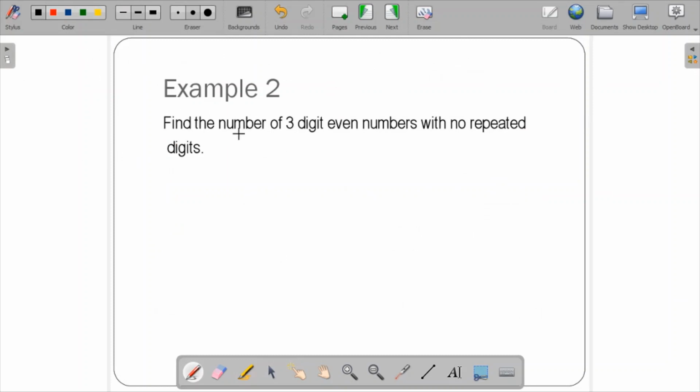Example 2 is based on finding the number of 3-digit even numbers with no repeated digits. For example, it should be an even number, so obviously the ending digit can be 0, 2, 4, 6 or 8. If you want to make the entire number even, and then there is a condition that we should not have any repeated digits.